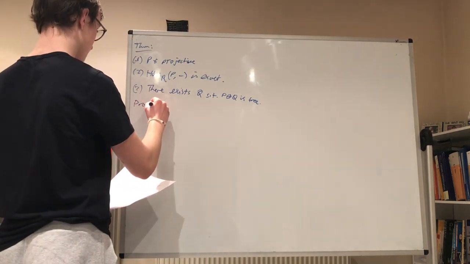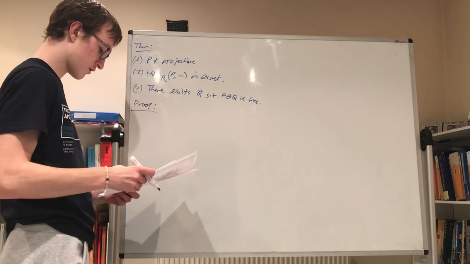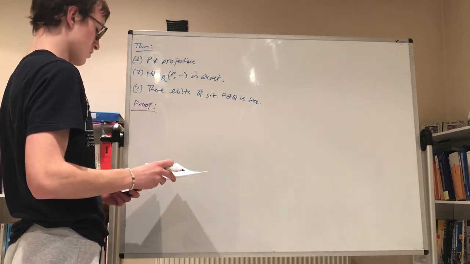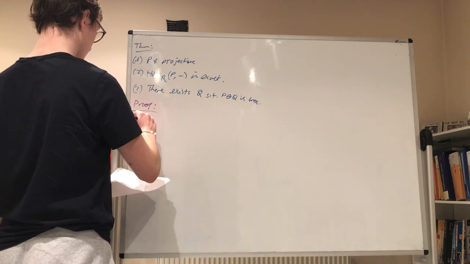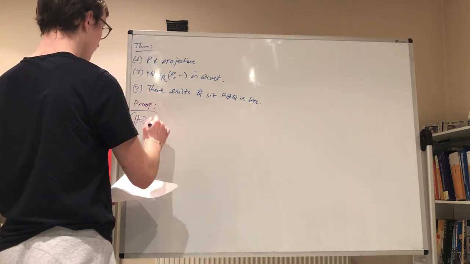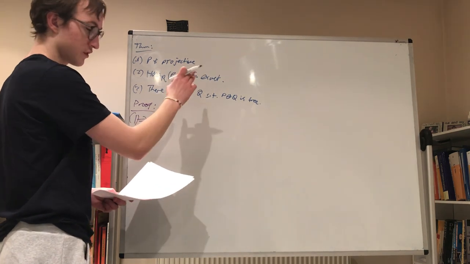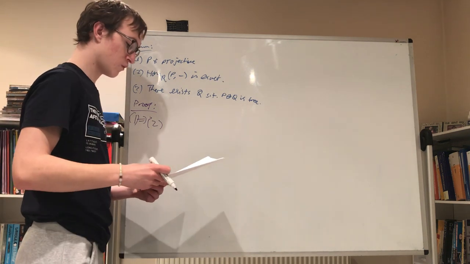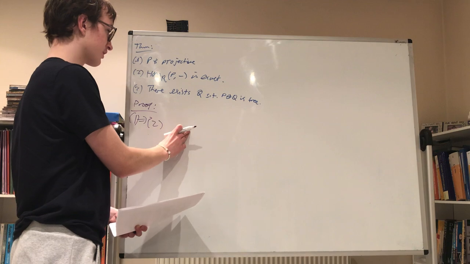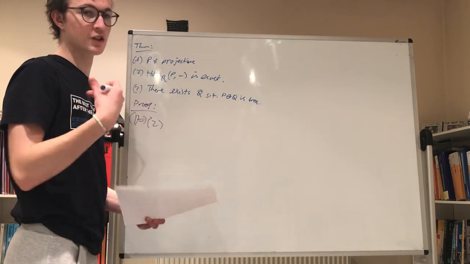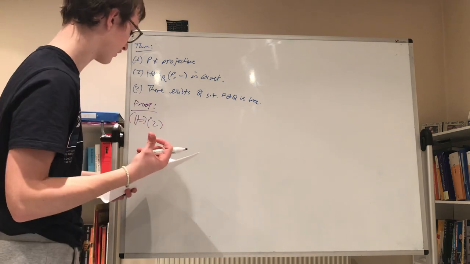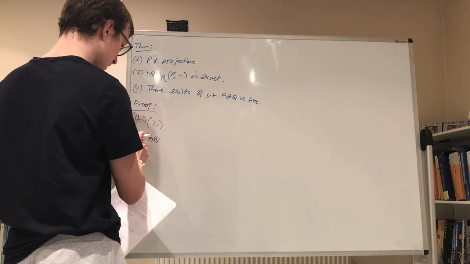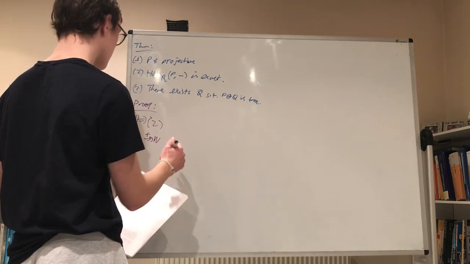Proof. Okay, so firstly, 1 implies 2. So P is projective implies that this Hom functor is exact. So what we need to do is show that the Hom functor preserves surjectivity, because that's the only piece that's missing from the left exactness. So we'll let f from M to N be surjective.